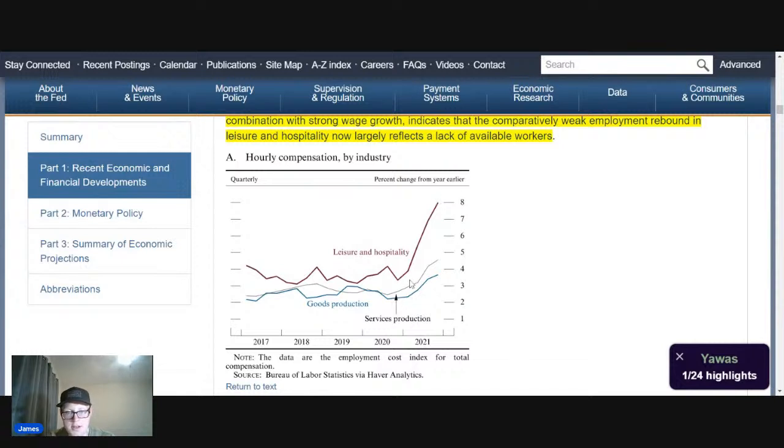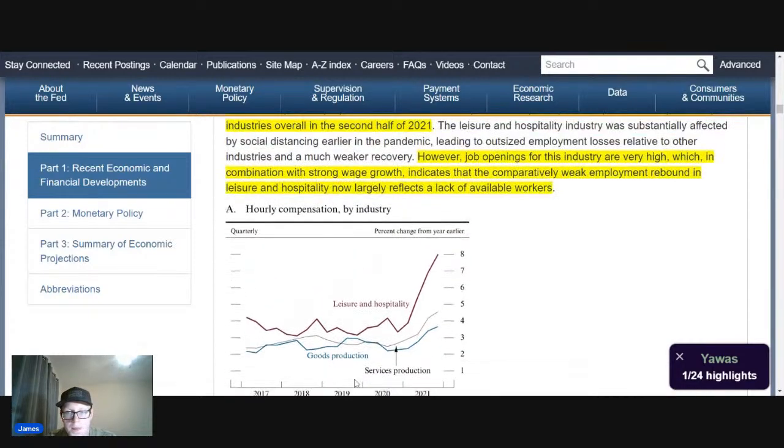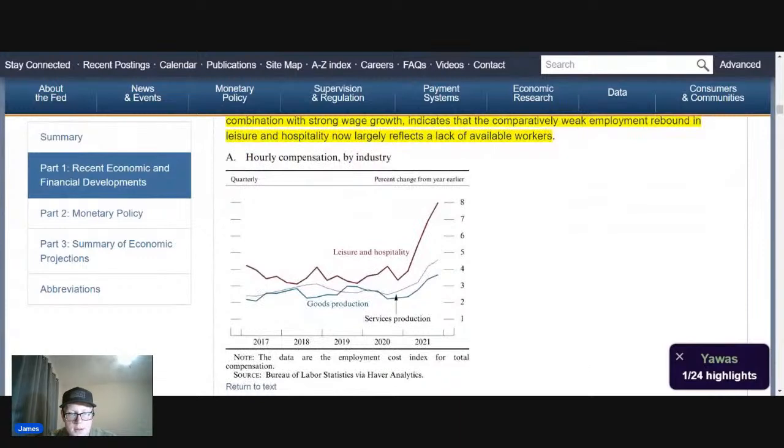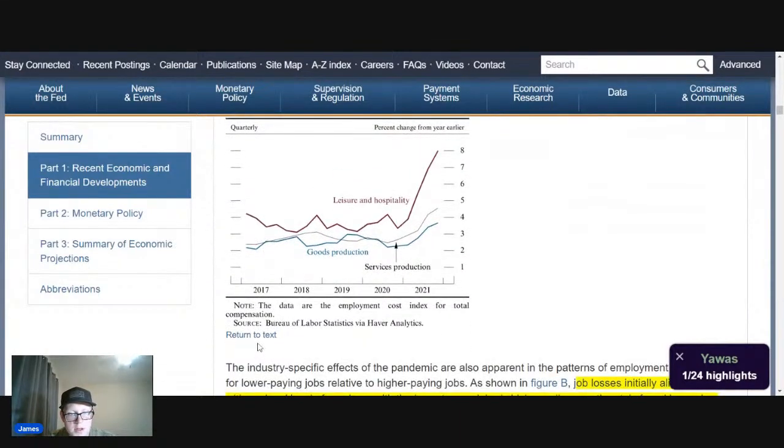Whereas goods and services production, they're still growing, just not nearly taken off as much. I mean, look, goods production is less than 4, and then we're looking at this one at more than 8, and this is a rate, if I remember correctly. Or is it just a standard index? I think it's a standard index. Total compensation, so it looks like it's just the index itself. So either way, it's still double.